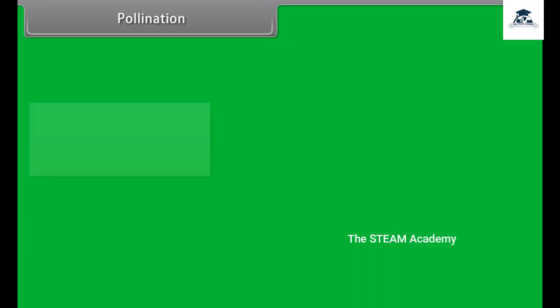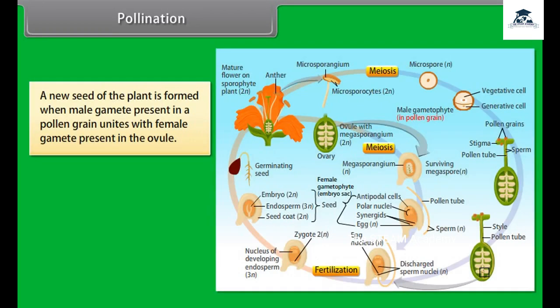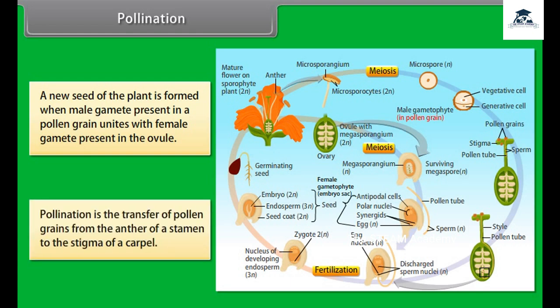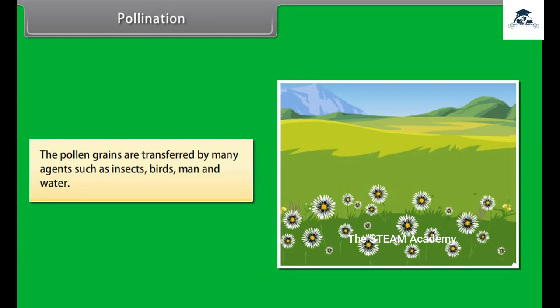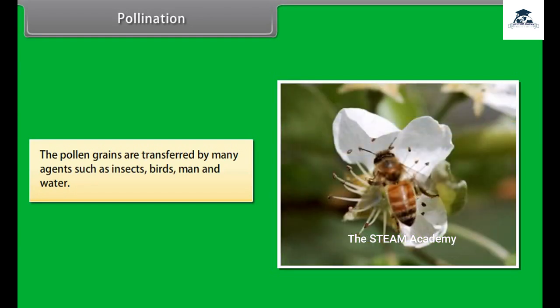Pollination. A new seed of the plant is formed when male gamete present in a pollen grain unites with the female gamete present in the ovule. Pollination is the transfer of pollen grains from the anther of a stamen to the stigma of a carpel. The pollen grains are transferred by many agents such as insects, birds, man and water.